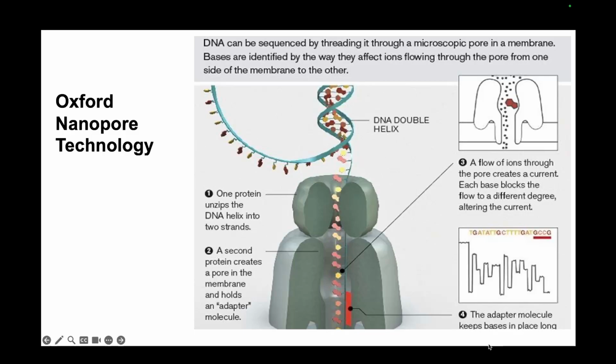So actually, ONT works a little bit differently compared to Illumina or Ion Torrent or SMRT PacBio, etc. In this case, the principle is that the DNA can be sequenced by threading it through a microscopic pore in a membrane, and the bases are identified by the way they affect the ions flowing through the pore from one side of the membrane to the other. So this time you are not synthesizing any DNA, but you are passing a DNA through a protein pore in the membrane, and you're also passing current along with it. So the change in current for each base will be different.